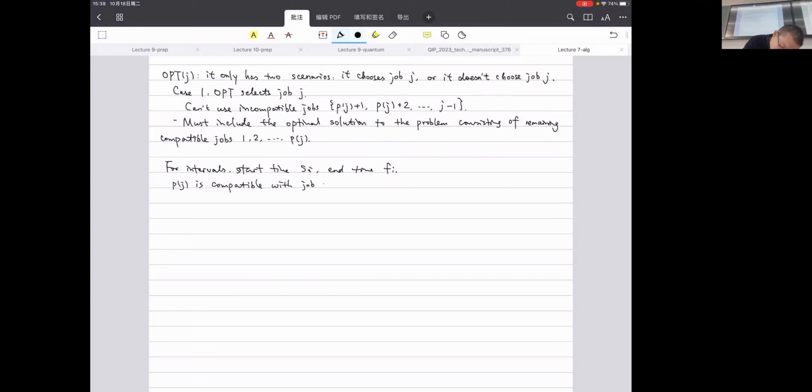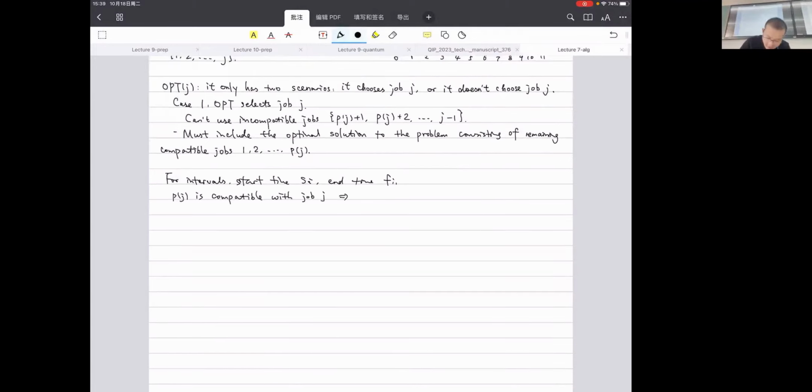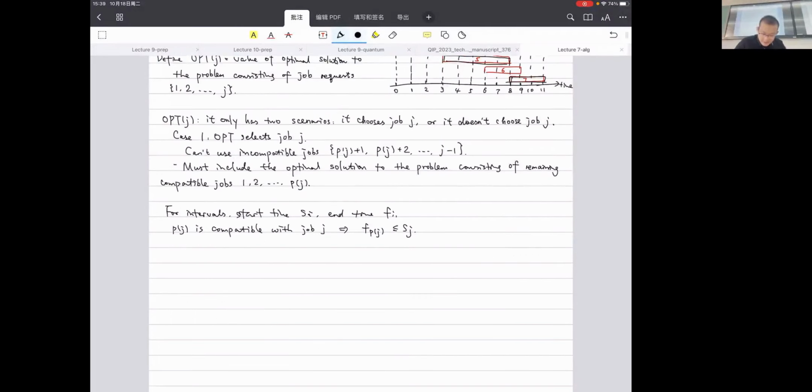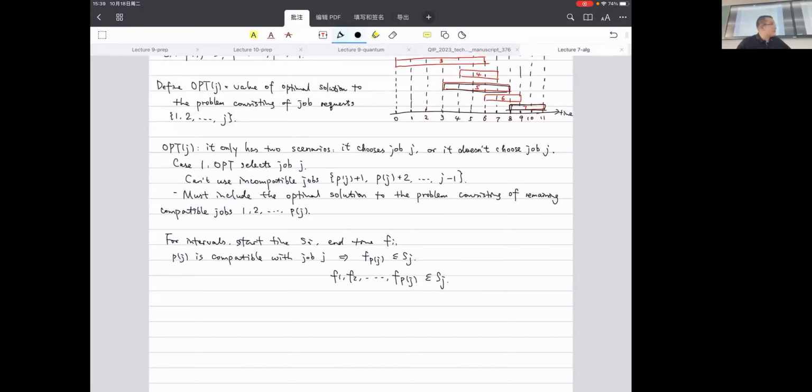So we know that PJ is compatible with job J. This implies that the finishing time of PJ is smaller than or equal to SJ. That is, the fifth job finishes earlier than or equal to the start time of the seventh job. According to this rule, F1, F2, all until F of PJ should all be smaller than SJ, because we arranged all the intervals according to their finishing time. This also suggests that 1, 2, until PJ are compatible.